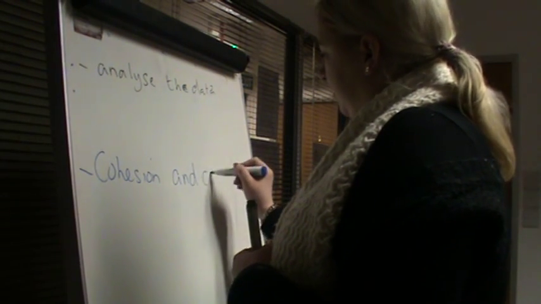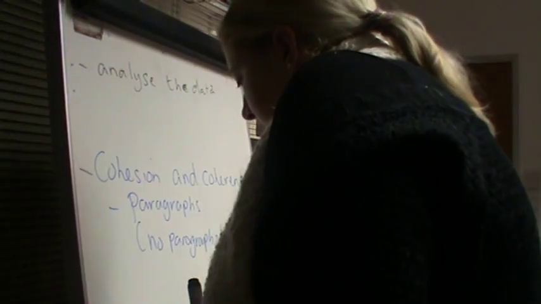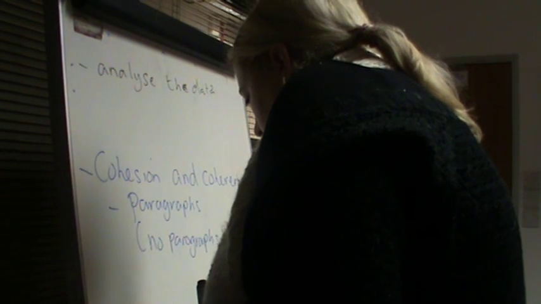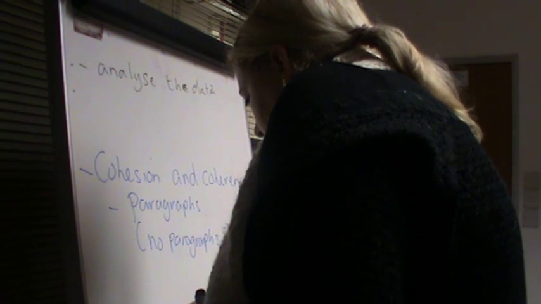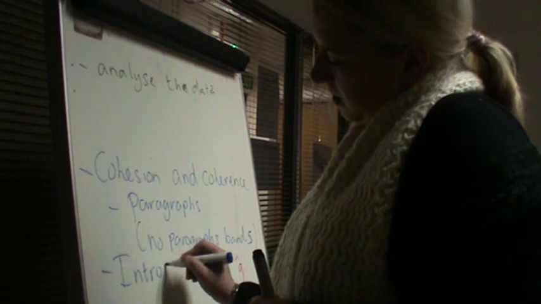Okay. Cohesion and coherence. And that includes use of paragraphs. If you don't use paragraphs, you automatically get a band 5 on this section. So what else do you have to do, you were saying? Put an introduction to introduce the chart, the topic, and give an overall or overview.